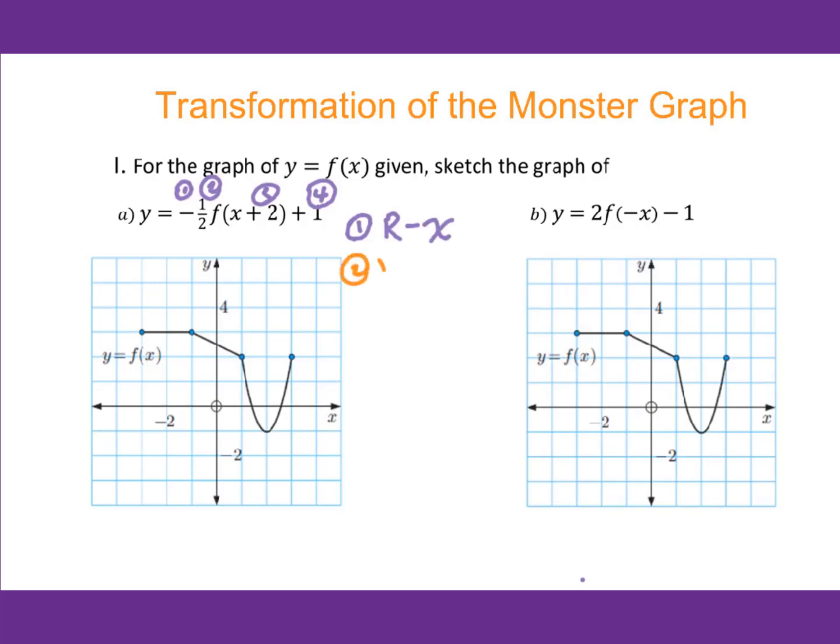Second step, that's vertically compressed by a factor of 1/2. That means your y coordinates divided by 2. For third step, let's move to the left 2 units. Remember, inside there is a layer. And the fourth step will go up 1 unit.